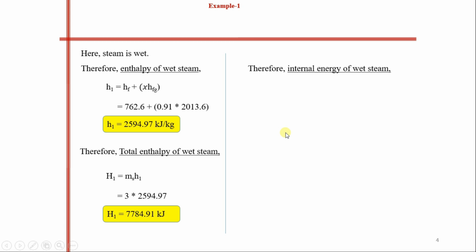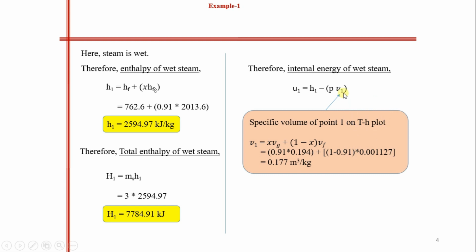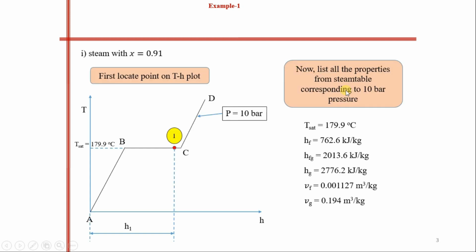Similarly, internal energy of wet steam. We know the equation of internal energy, U is equal to H minus PV. We are required to find the enthalpy of point 1 in the T-H plot. So U1 is equal to H1 minus P1 V1. We already found the enthalpy of point 1, that is 2594.97. Pressure is 10 bar and V1 means volume of point number 1.